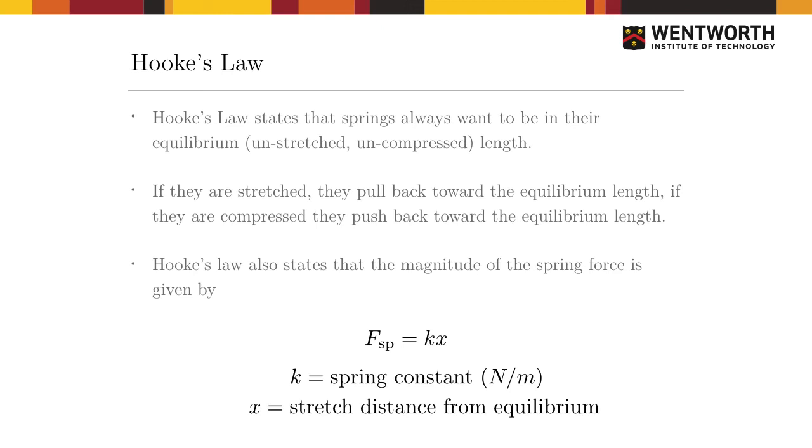Hooke's law gives an equation describing this behavior, mainly that the spring force is equal to kx. Here, k is called the spring constant and is a measure of how stretchy a spring is. High spring constants indicate really stiff springs, like the shocks in your car, and low spring constants indicate very stretchy springs, like slinkies. Finally, x is the stretch distance as measured from the equilibrium length. So the further you stretch a spring, the more it pulls back.